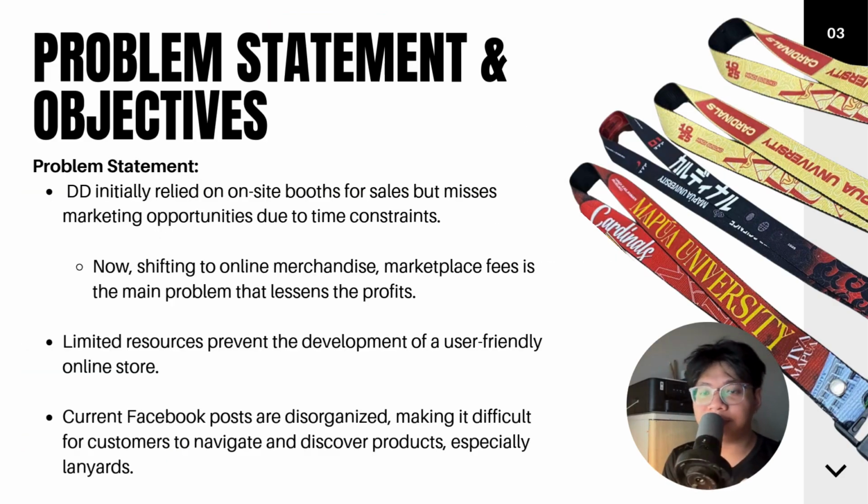So for the problem statement, Division Designs initially relied on on-site booths, causing them to miss market opportunities due to the time constraints. When they shifted online, marketplace fees became a major issue, which reduces their profits. Limited resources also prevented them from building their own user-friendly store, and their current Facebook presence is disorganized, making it hard for the customers to browse and find the products.